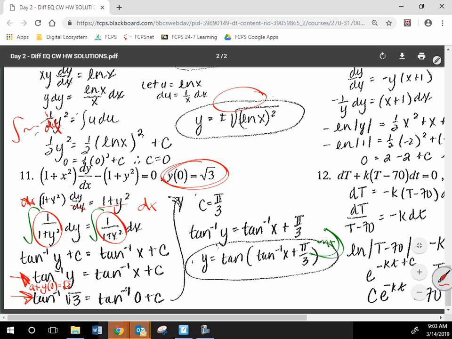Alright, so we plug in our y value, plug in our x value. Now let's double check our signs. Inverse tangent of square root of 3. What is the value of inverse tangent of square root of 3?